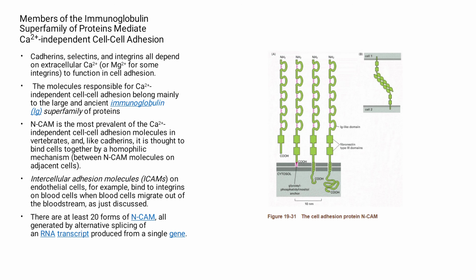Disulfide bonds, which are colored red in this figure, connect the ends of each loop that forms an immunoglobulin-like domain. In letter B, we have a model for the homophilic interaction that allows NCAM to mediate cell-to-cell adhesion.